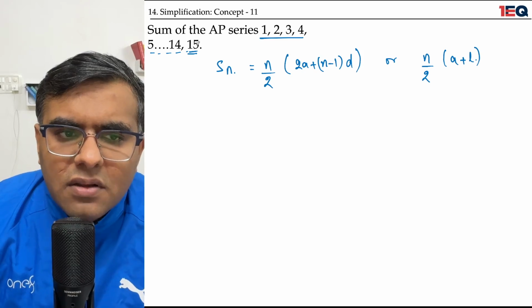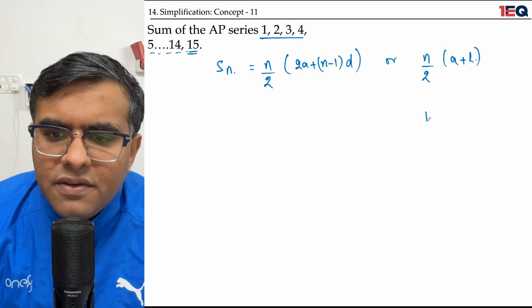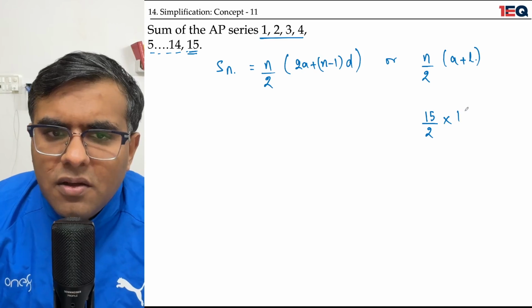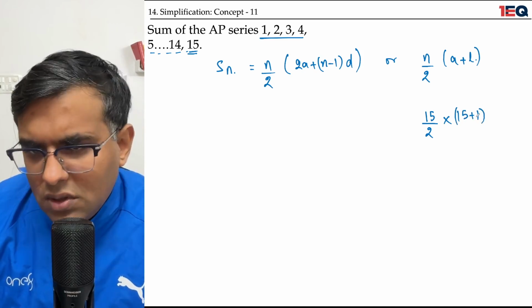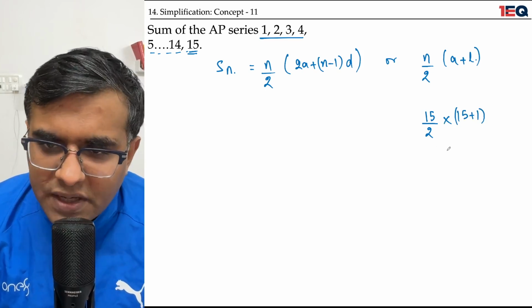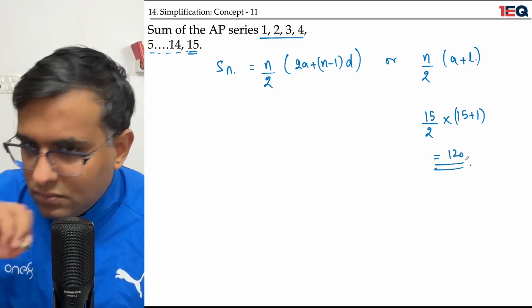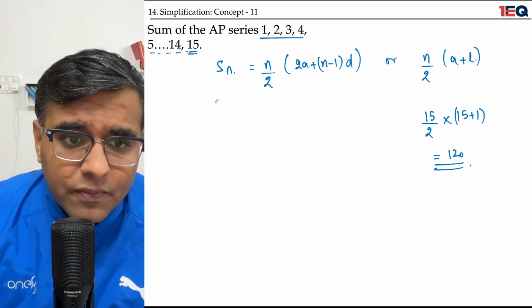As we are well aware, the first term is 1 and the last term is 15, and there are 15 terms in the AP. So 15 upon 2 multiplied by 15 plus 1. This is 2, 16 upon 2 is 8, 8 into 15 is 120. So 120 is my sum using the shorter formula.